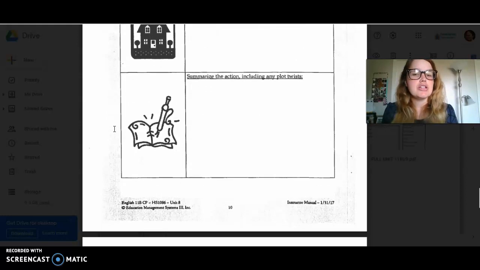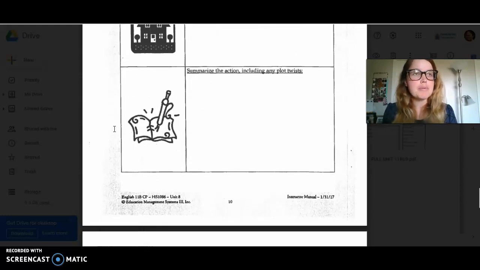Summarize the action, including any plot twists, so like what happens in Act 1 and all of that. So like in Act 1, they're caught dancing in the forest with Tituba, and then they end up getting caught and so on and so on. So summarize here.